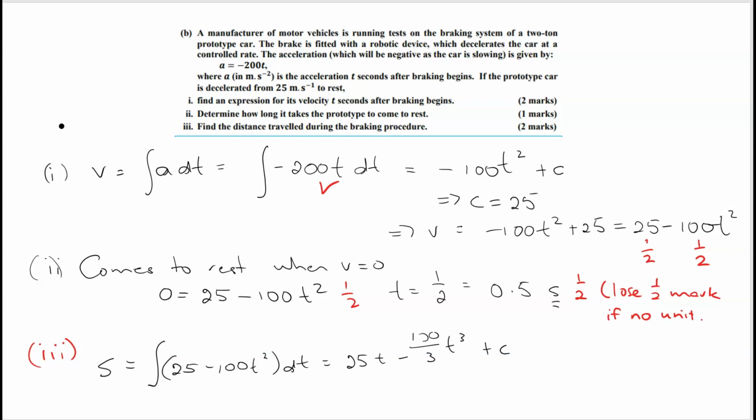And putting in the numbers, it's 25 times a half minus 100 over 3 times a half cubed, because c was 0, is about 8 1/3. And again, need the unit. So you've got a mark there for finding the integral, finding that c was 0, and then a mark for the answer. So again, a relatively easy 5 marks.